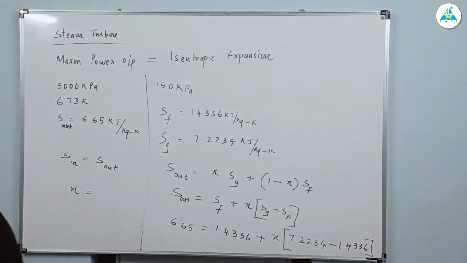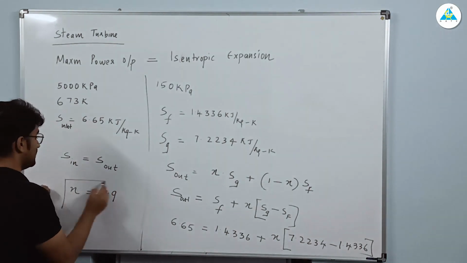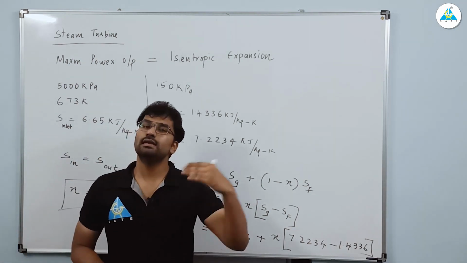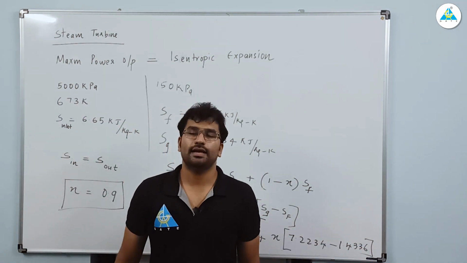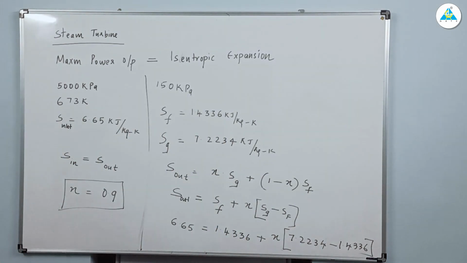So do the calculation, find the value of x, and check the options. What options are given? Superheated vapor is option A. Option B is partially condensed vapor with quality of 0.1. So find the value of x. I think you will get 0.9. x is equal to 0.9. It means the steam has 90% vapor and 10% liquid. Clear? So quality of 0.9, your option B will be correct.